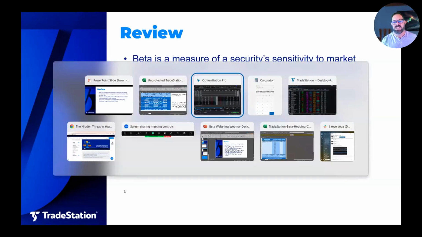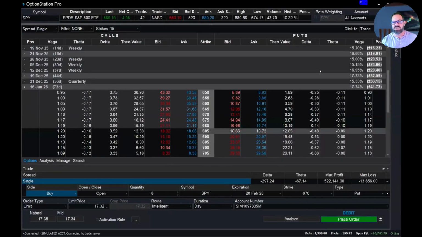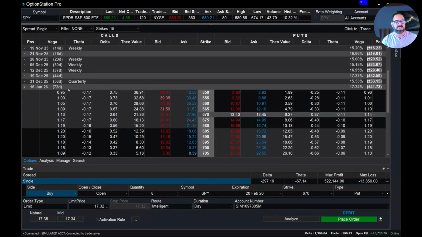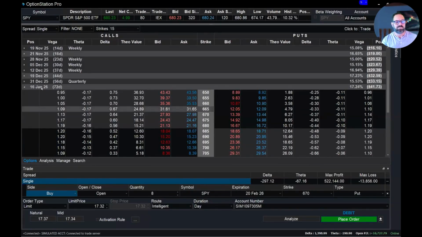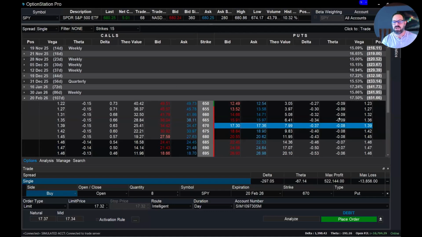For instance, in the options we were looking at here, going to 72 days, our theta is about 11 cents on those out of the money puts. When we went to 107 days, February, we dropped a little bit there to 9 cents. So we have a lot less time decay percentage wise when you look at it for a little bit longer out.